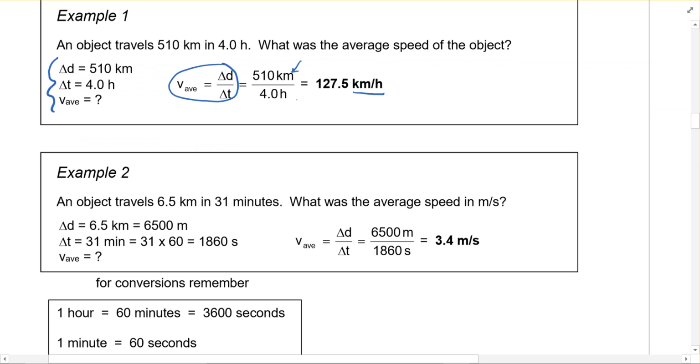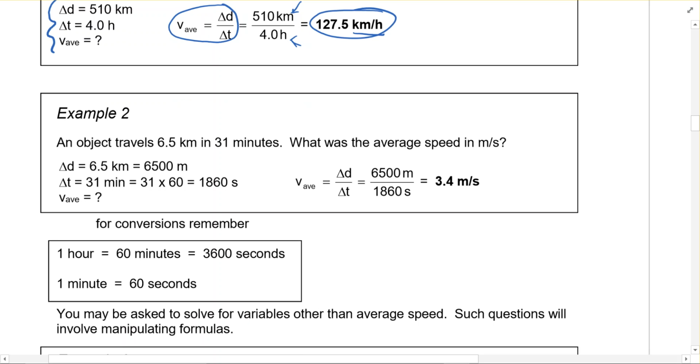So we had kilometers divided by hours, so our units were kilometers divided by hours, or per hour. And then please circle your answer. So that's the general form that we're going to use for every one of these questions.